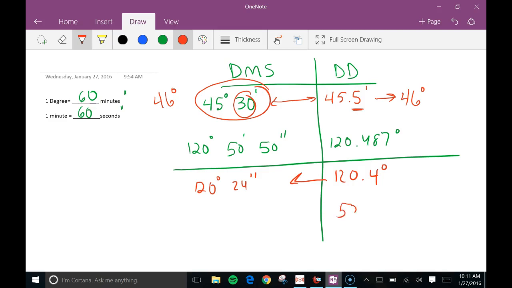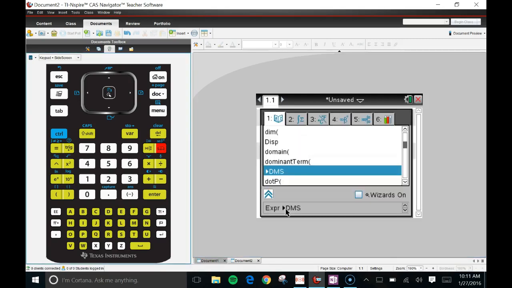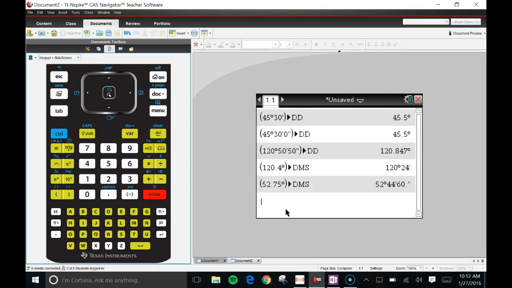Okay, let's take another example. Let's do 52.75 degrees. Again, 52.75. Hit the pi button for the degrees. We're going to go to catalog, and we're going to say we want to convert to degrees, minutes, seconds. And now we have it.